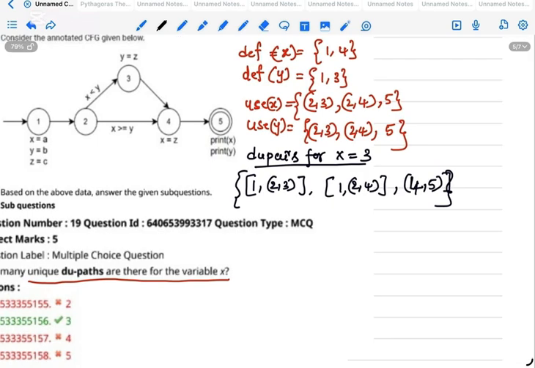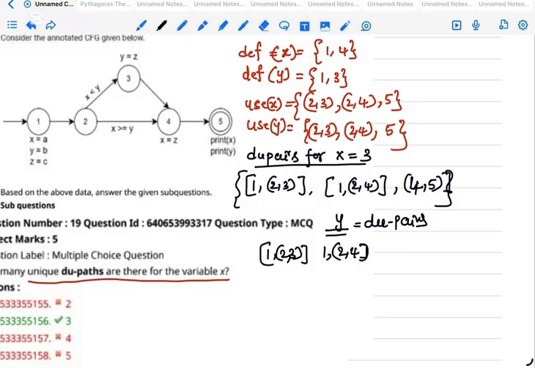Okay. For variable y, du pairs are 1, 2, 3; 1, 2, 4; another du pair, 3, 5; and 1, 5 also possible, 1 to 5 also.